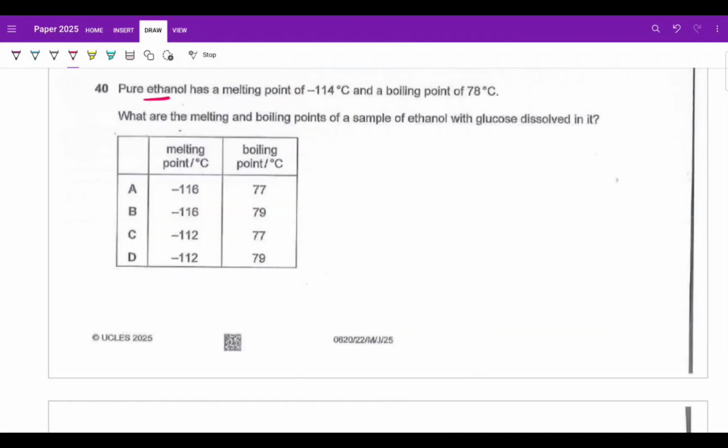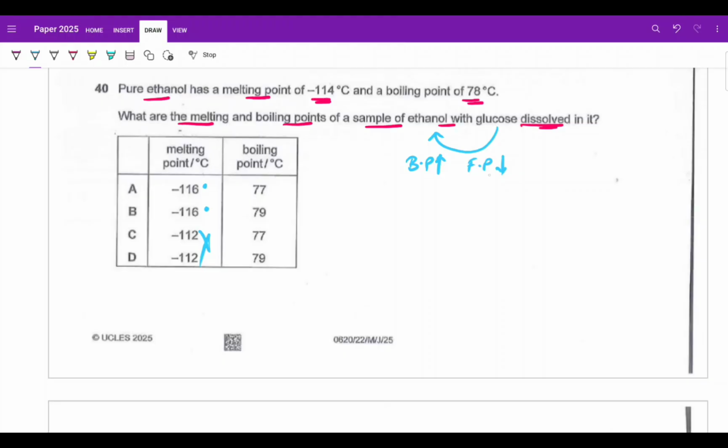Question 40. Pure ethanol has a melting point of minus 114 degrees Celsius and a boiling point of 78 degrees Celsius. What are the melting and boiling points of a sample of ethanol with glucose dissolved in it? As we know, whenever impurities are added to a solvent, here I am adding glucose to ethanol, the boiling point will increase and the freezing point or melting point will decrease. Decrease means it will become lower than minus 114. Therefore, option A and option B, which have minus 116, could be the correct answers. Minus 112 is wrong.